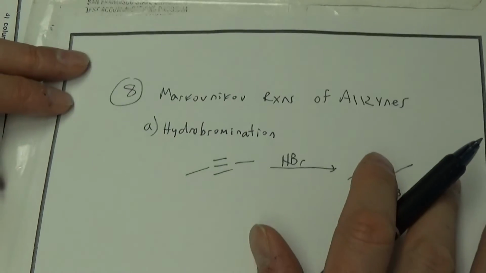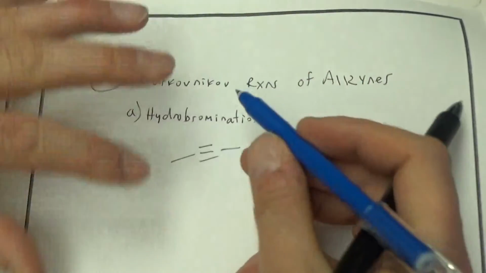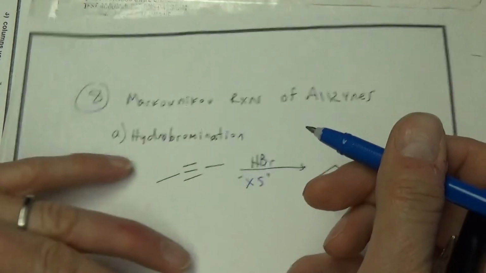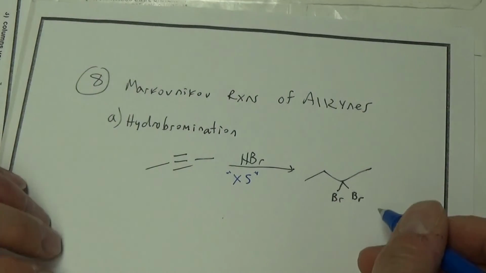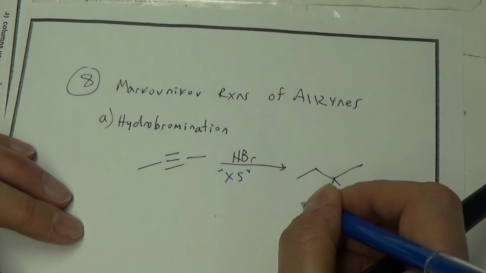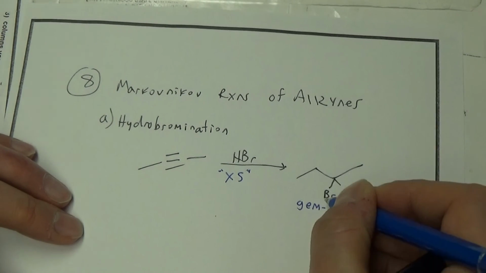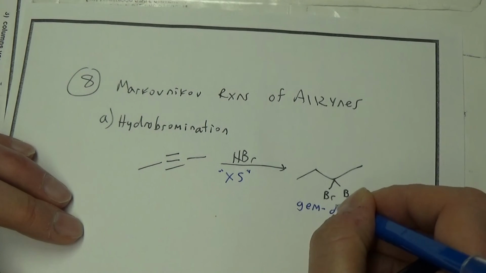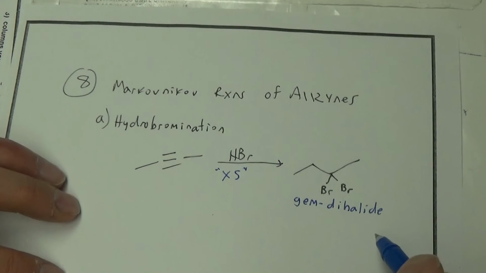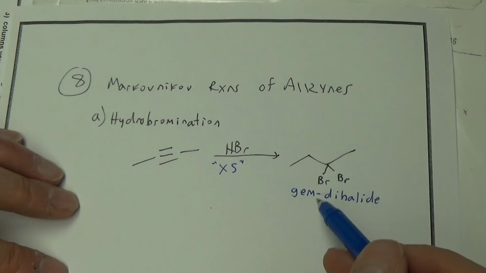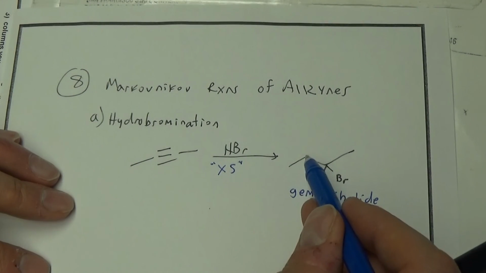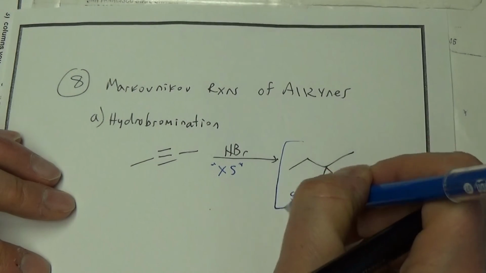Okay, and this is also we're gonna say XS, meaning excess, and we're also going to give this a name. This is called a gem dihalide or dibromide. Gem in this case means geminal, which means at the same place. Okay. There's two H's also, and those are on the other carbon. But this is the product.